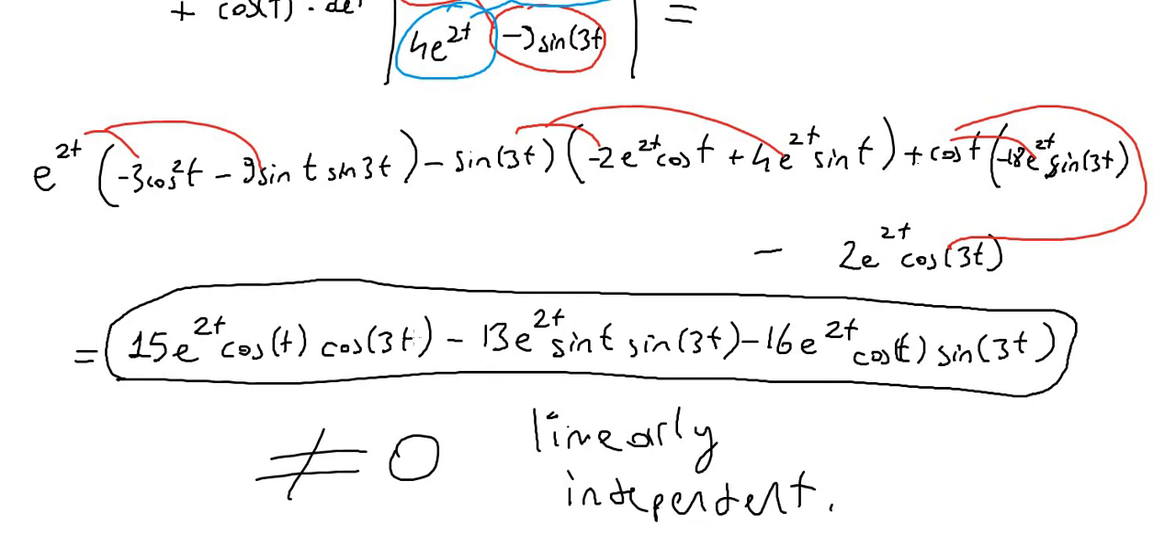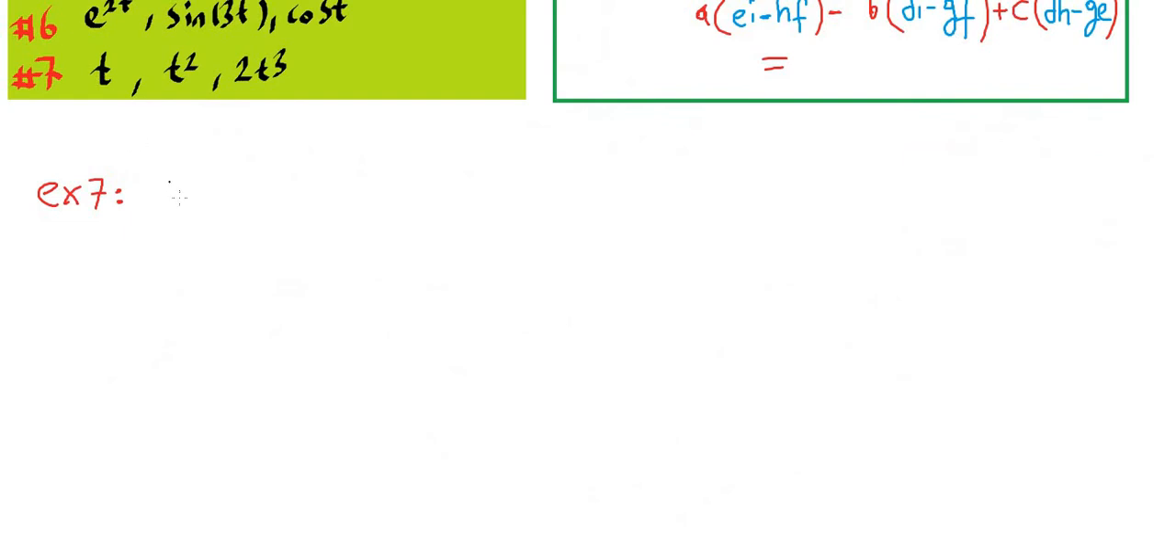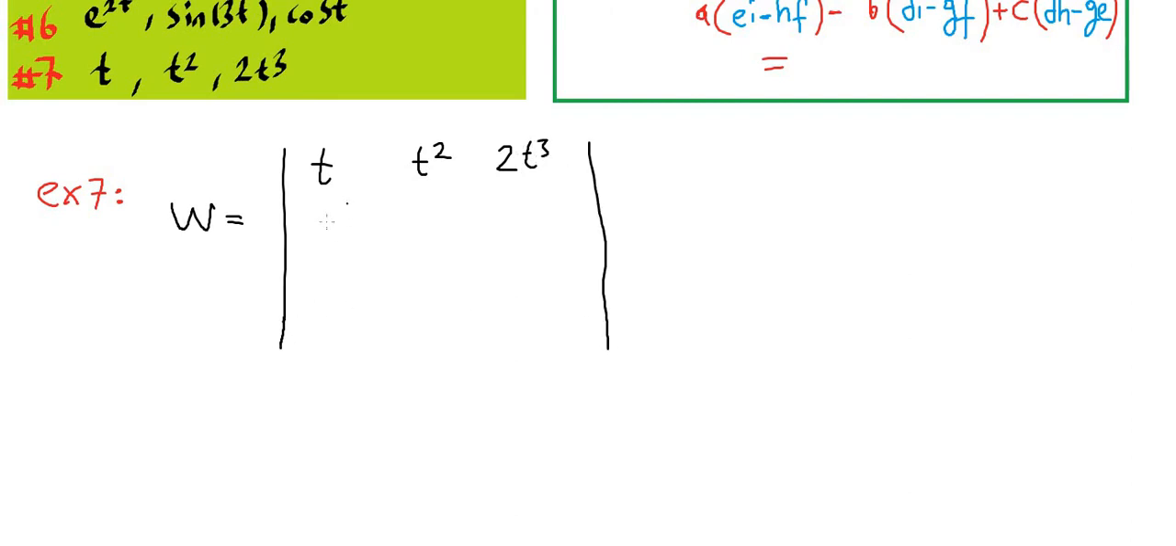Let's go to our last example. Our last example is the Wronskian of t, t squared, and 2t cubed. So we can set our Wronskian as the matrix of t, t squared, 2t cubed. The first derivatives are 1, derivative of t is 1, derivative of t squared is 2t, derivative of 2t cubed is 6t squared. Let's take the derivative again. Derivative of 1 is 0, derivative of 2t is 2, derivative of 6t squared is 12t.